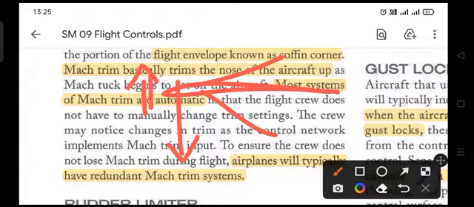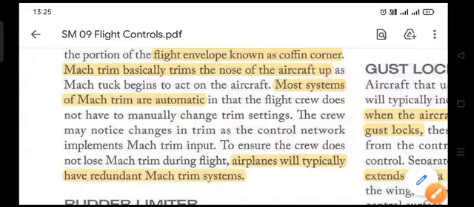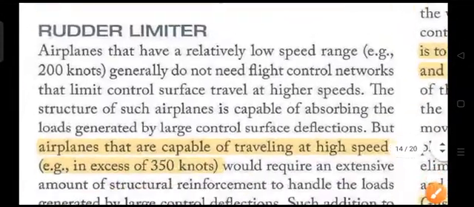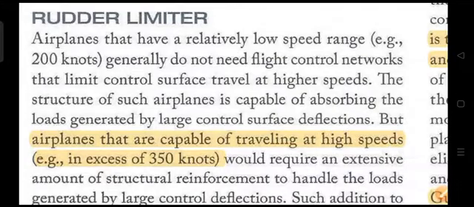Now if your nose is put up just by maneuvering the elevators to some extent, what will happen? Sorry, the elevator should go up to put your nose up. That will not take you to the coffin corner. So whenever Mach tuck happens, or that type of situation is just about to come where you reach the coffin corner situation, the Mach trim will automatically operate. The pilot need not operate this. As per the situation, the computer will automatically operate the Mach trim, and there will be no such hazardous or fatal situation which can take place.